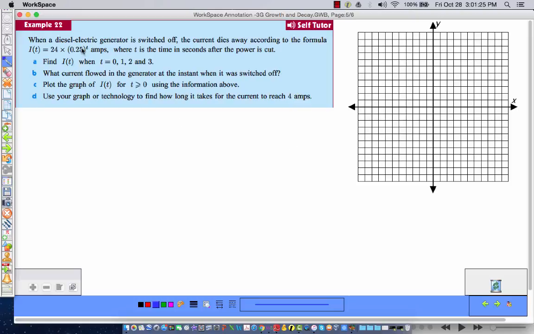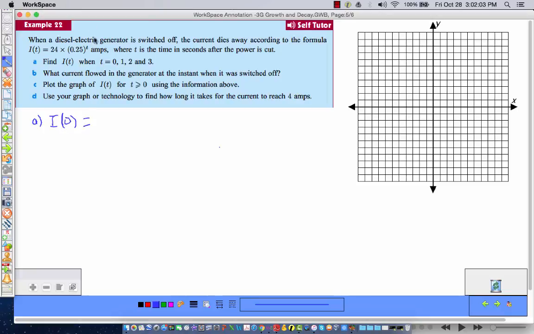So we have a diesel electric generator. When it's switched off, the current dies away according to the formula I sub t equals 24 times 0.25 to the t amps, where t is the time in seconds after the power is cut. So that means that it's actually decreasing by 75% each second, okay, because our multiplier is 0.25. So for part A, find I of t when t equals 0, 1, 2, and 3. So for part A, I'm going to find I of 0.